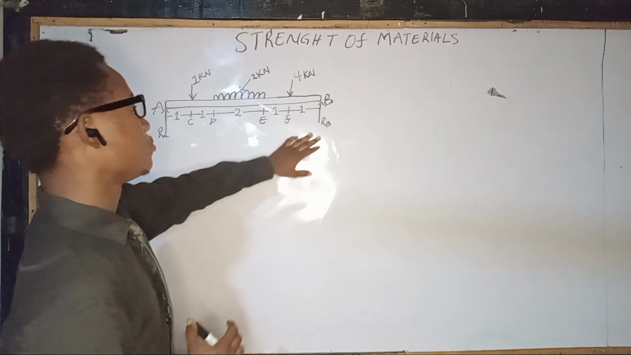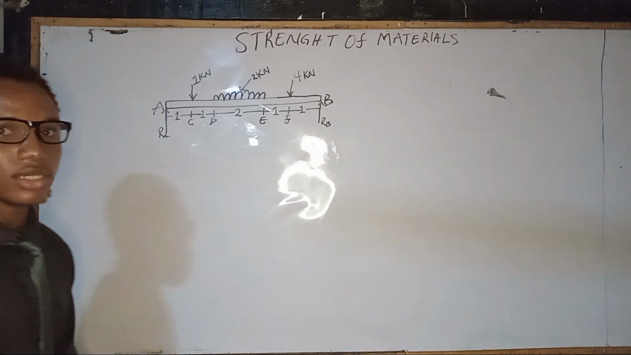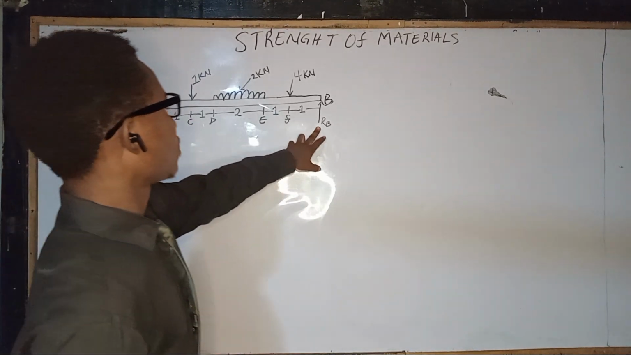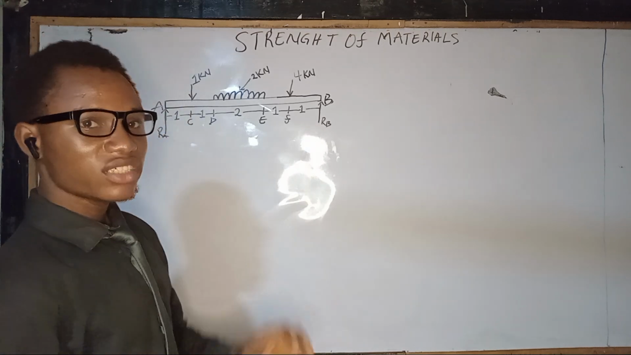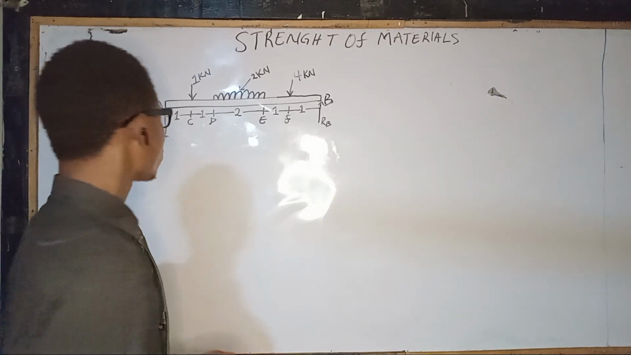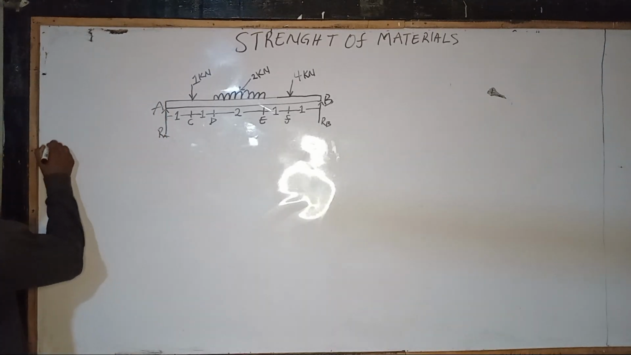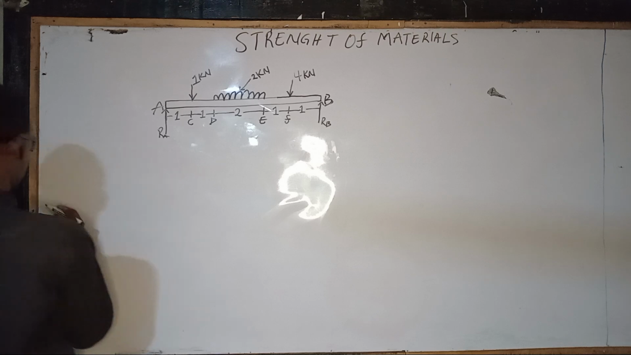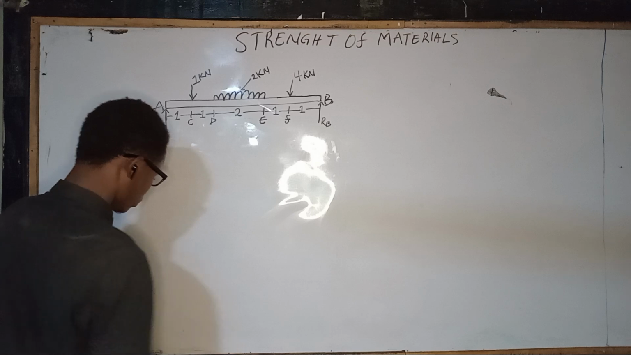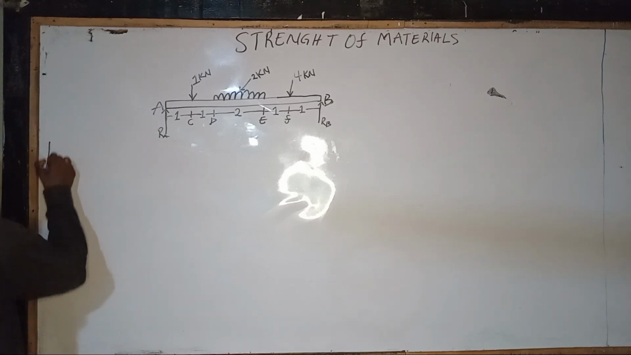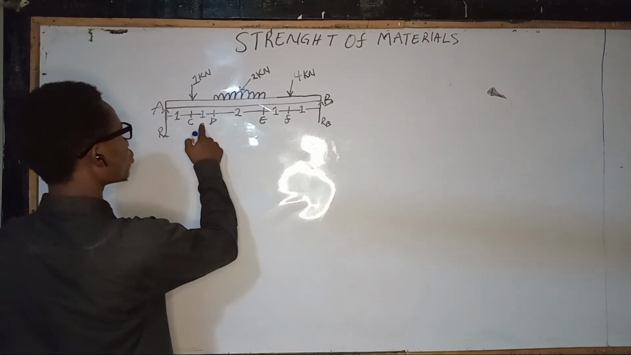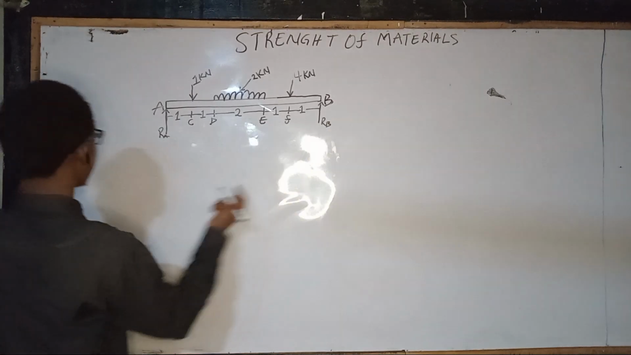There's our reaction at B, then our reaction at A. To find the reaction at B, it is the bending moment divided by the total length. So we have our reaction at B times our total length, which is 1 plus 1, 2 plus 3, that is equal to 6.